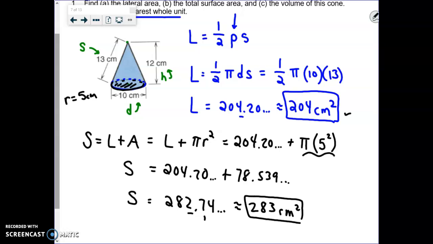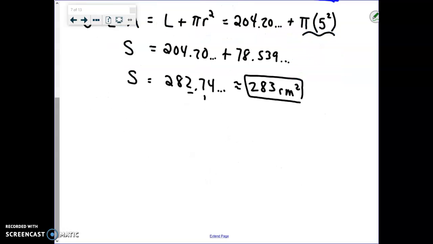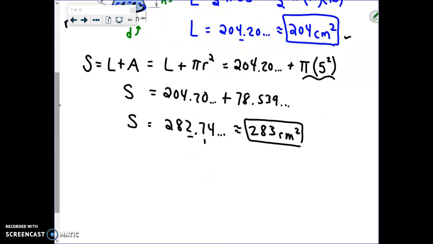Now, basically your hard work is done, because now for the volume, remember, ladies and gentlemen, and I'm going to have to extend the page again, volume is equal to 1/3 area of the base times the height. That's also the same as the volume of a pyramid. So on your formula sheet, you'll see 1/3, and since the area of the base is pi r squared, you'll probably see pi r squared for area there, and then times the height.